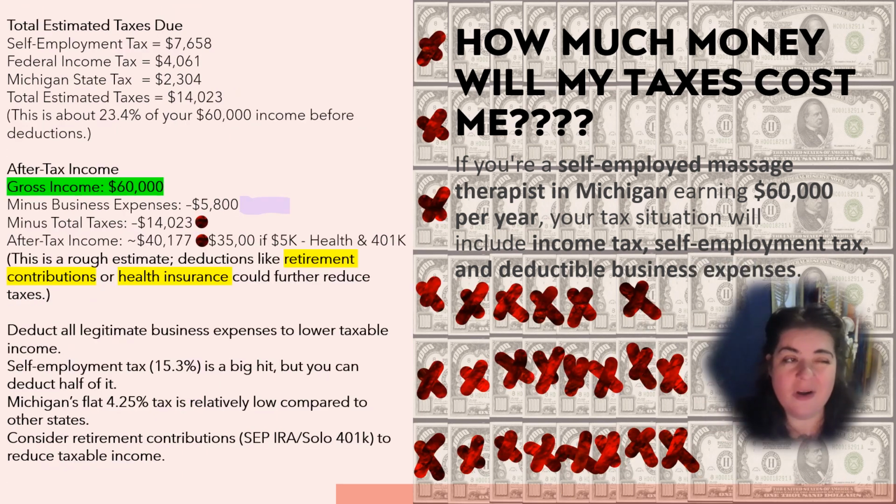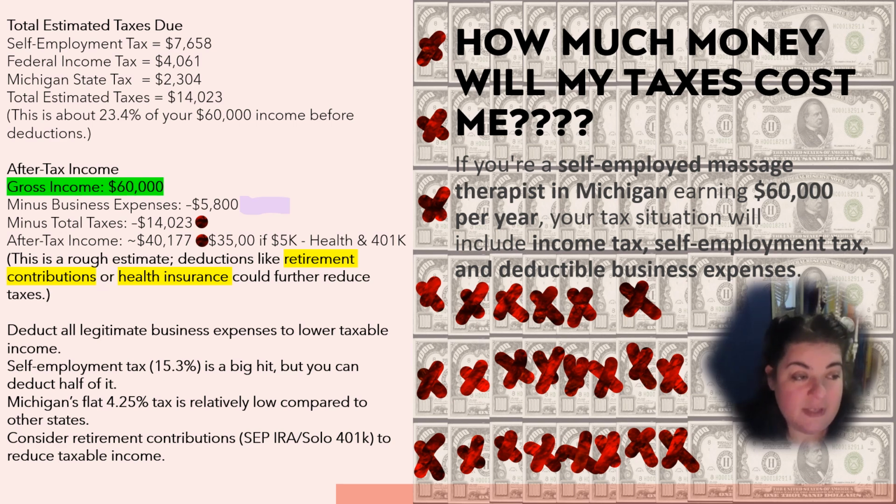All right, so what are our total estimated taxes due? Remember, this is for self-employment. It's going to look like our self-employment tax is going to be about $7,600. Our federal income tax is going to be that $4,061. Michigan state taxes at $2,300. So our estimated total taxes that we're going to be paying out is $14,000. All right, this is about 23%, or 23.4%, of your income before any deductions were taken out.